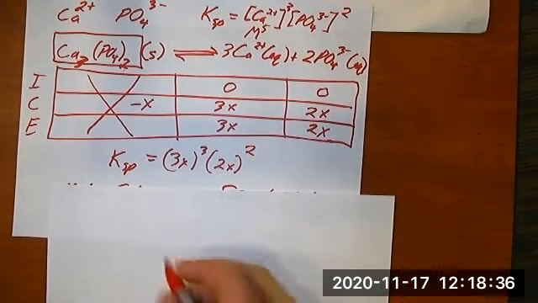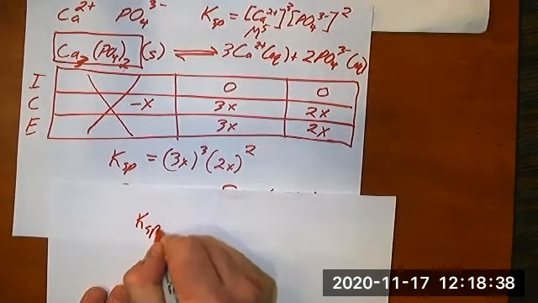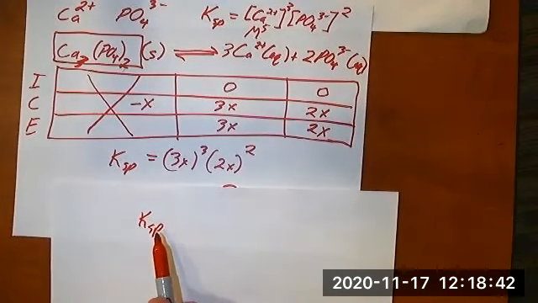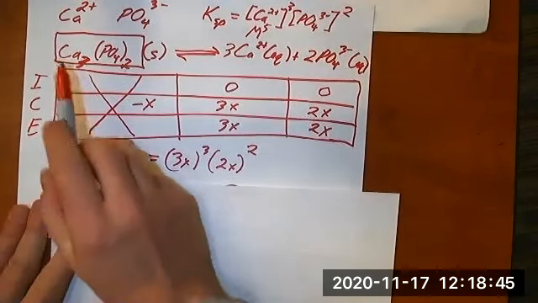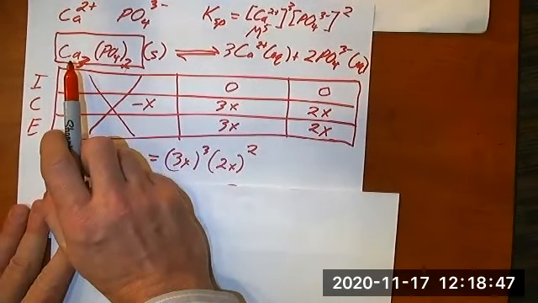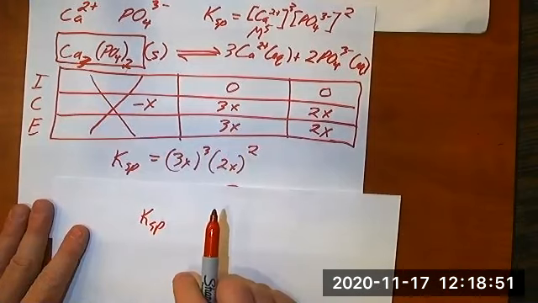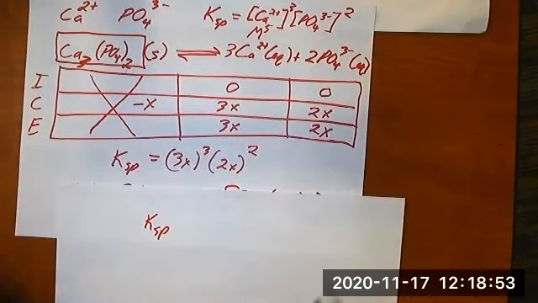And if you are comparing this to a Ksp, which is generally how you're going to do this, you will always be putting 1 mole on the left-hand side. So it should indeed always be X.